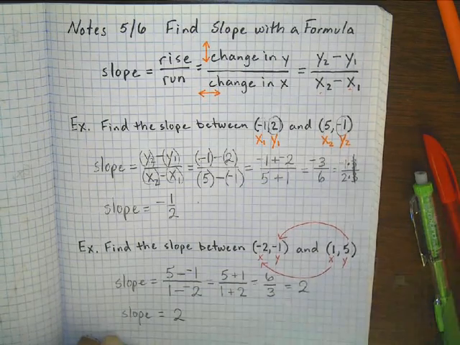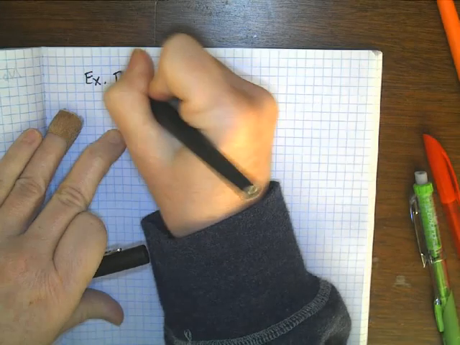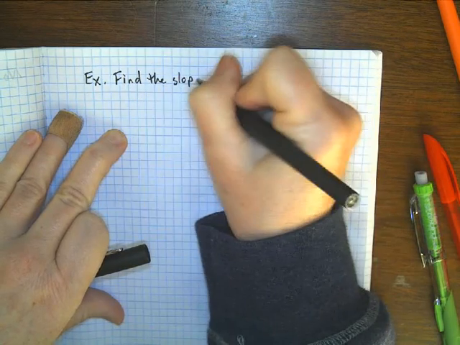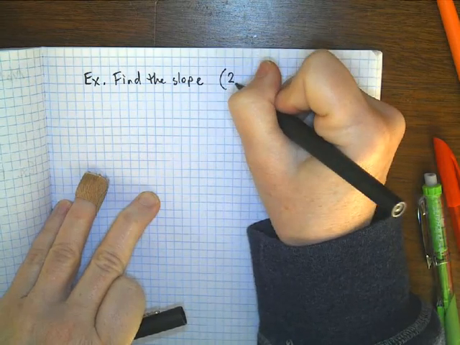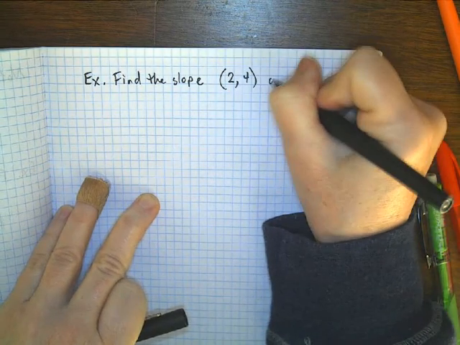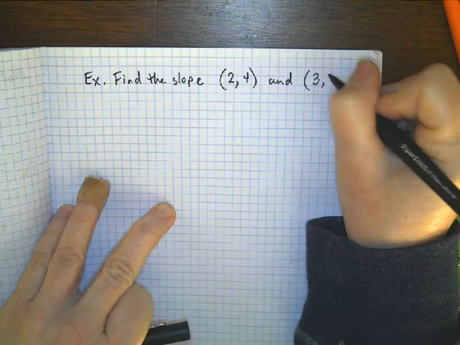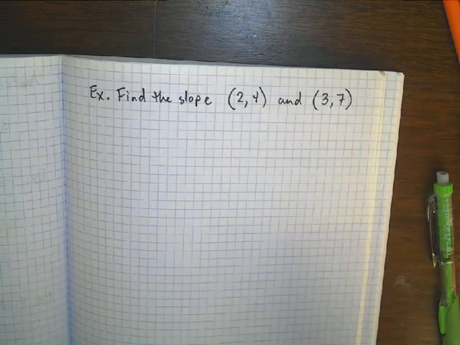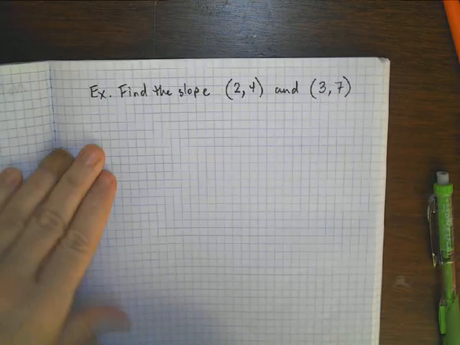All right, let's try one more. We'll do one more together, and then you'll be practicing this in math space. Okay, so find the slope. And I'm just going to make up some numbers. How about 2, 4, and 3, I don't know, 7. Okay? So also this formula works really well with big numbers. I could have done this with big numbers too that are hard to graph.